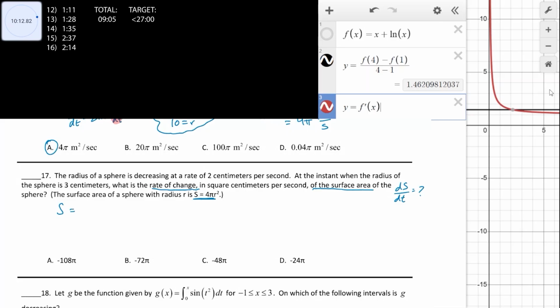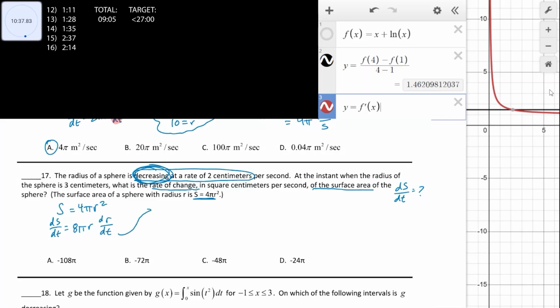So the surface area is given by 4 pi r squared, and if we differentiate that with respect to time, we're going to get dS/dt equals 8 pi r dr/dt. And it says the radius is decreasing at a rate of 2 centimeters per second. Be careful here. The fact that it's decreasing means that this rate should be negative.